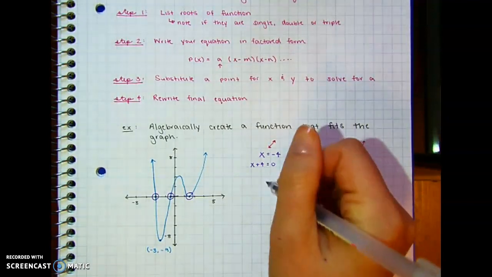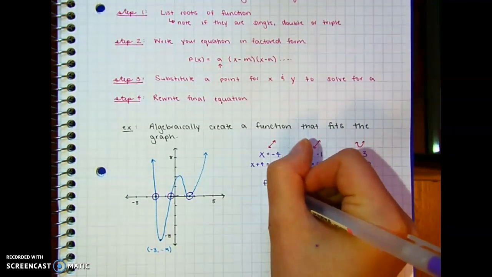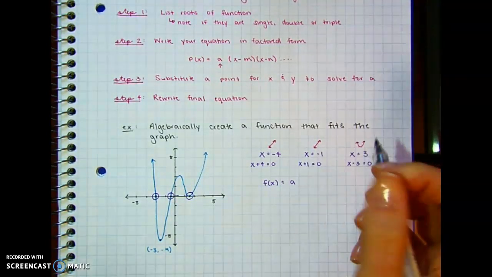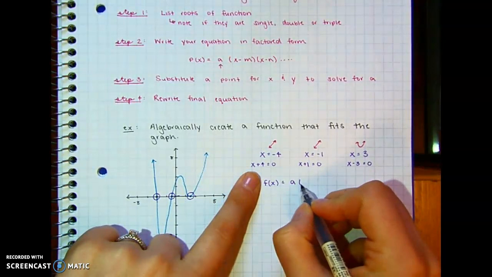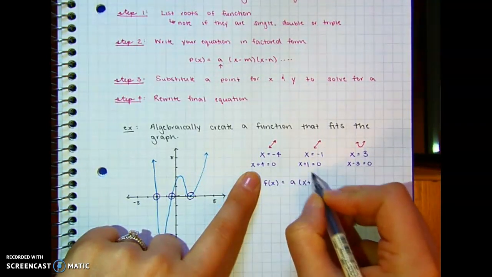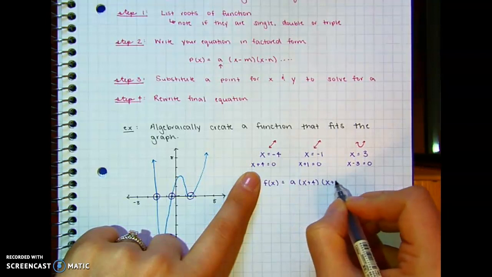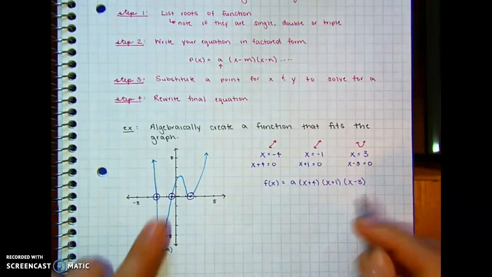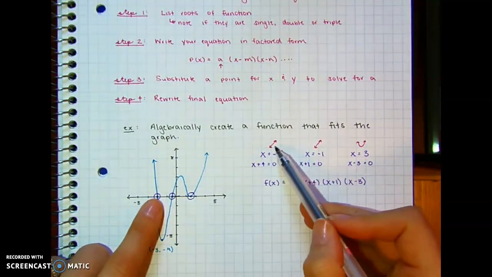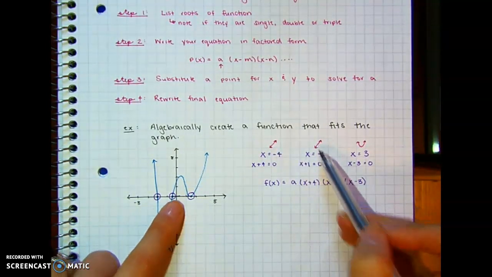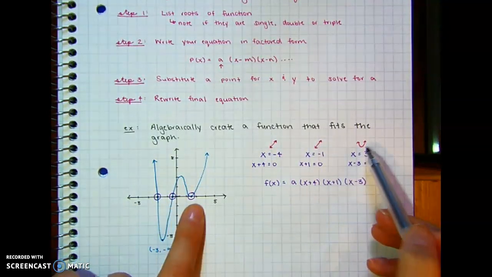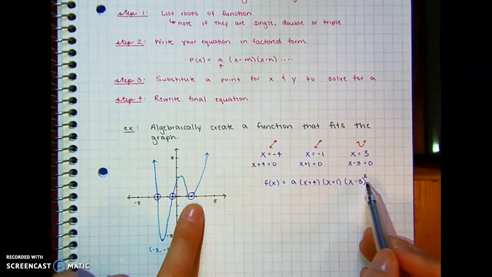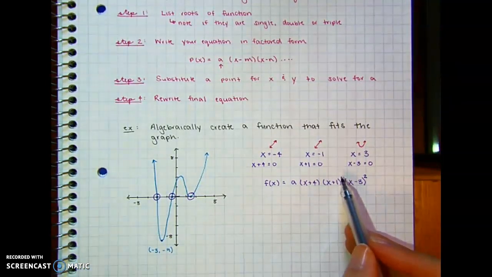And then make a function. I'm going to call my function f of x. We don't know what the a value is, but I have x plus 4, x plus 1, and x minus 3. But this is not correct because of the multiplicity, right? This is going straight through, this is going straight through, so the exponents have to be 1, and this is bouncing off, so it's going to be double. And we're going to do the lowest possible exponent, so you'll only ever have an exponent of 1, 2, or 3.